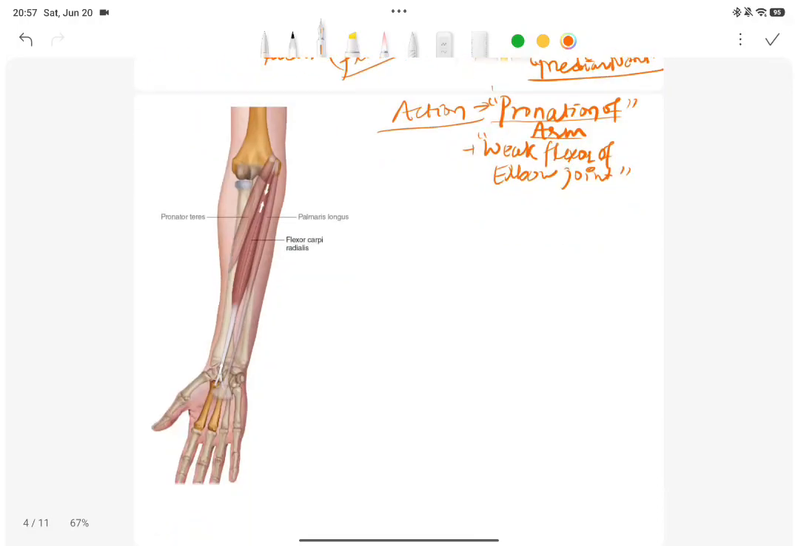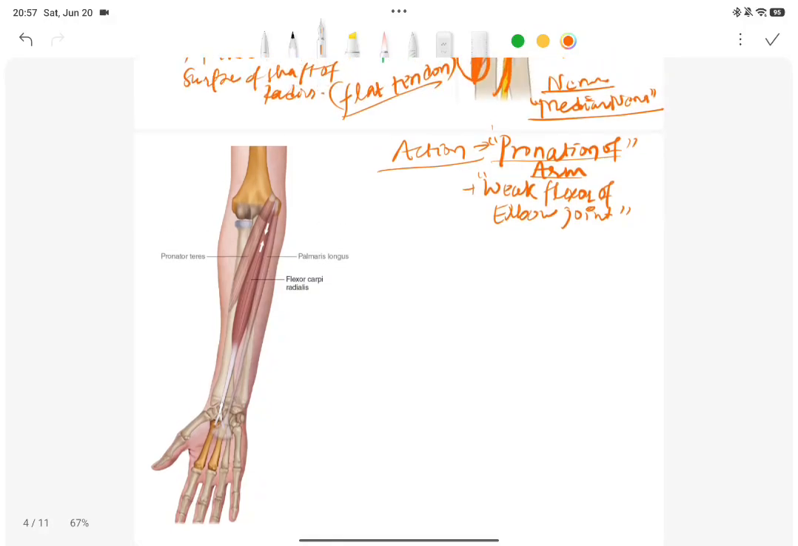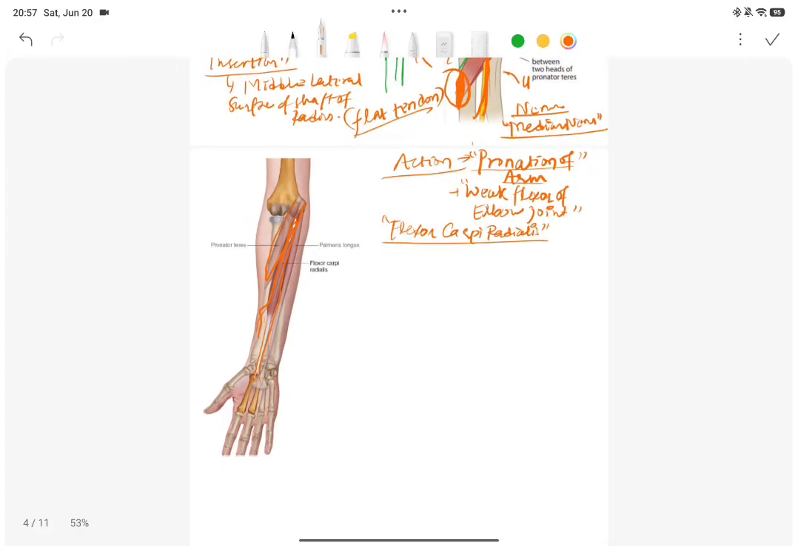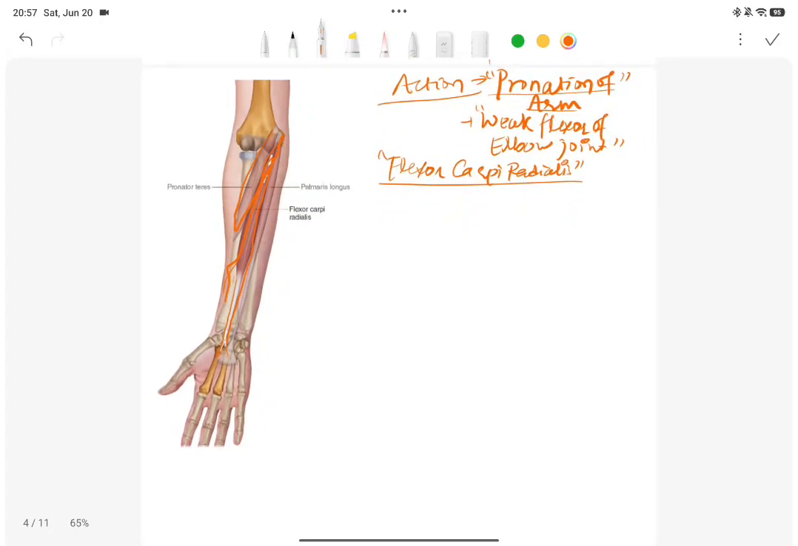Now there is another superficial muscle known as flexor carpi radialis, which lies just medial to the pronator teres. This is the pronator teres and there is the flexor carpi radialis, which is inserted in the base of the first and second metacarpal. So this is called flexor carpi radialis. If you look at the origin of flexor carpi radialis, again it is the common flexor origin.